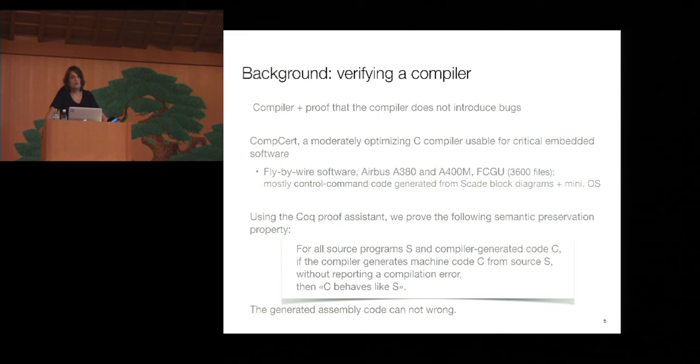This approach was already the one chosen for developing the CompCert C compiler. This compiler comes with a proof that it does not introduce bugs. And this compiler scales. It was, for instance, used in industry at Airbus in order to compile fly-by-wire software, the flight control guidance unit of the Airbus A380. That is a big piece of software, the most critical software embedded in the airplane. This is a critical embedded software, so this is C code that is mostly generated from SCADE block diagrams plus a minimalistic operating system.